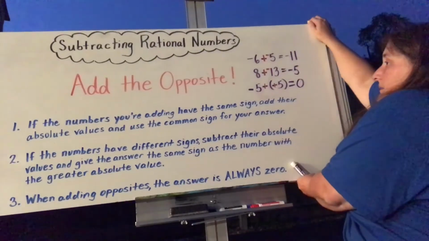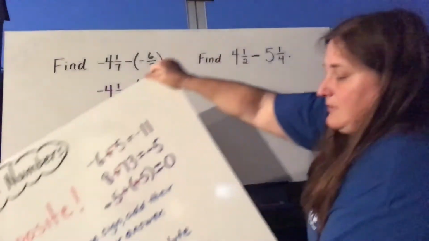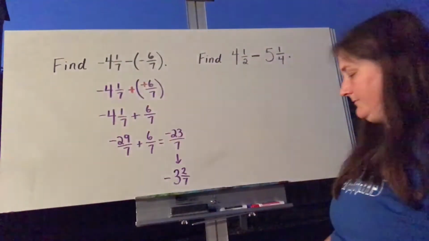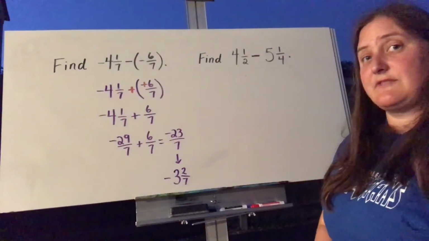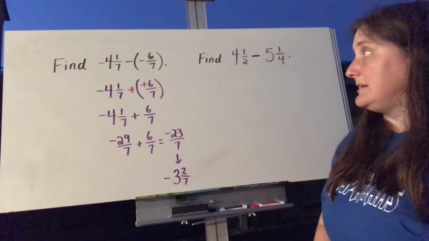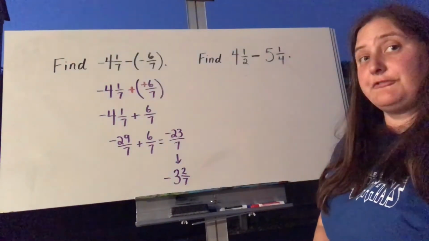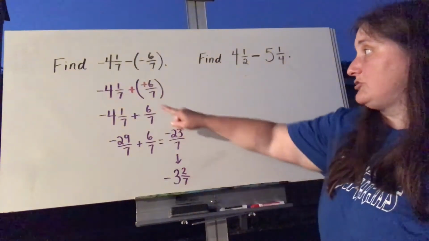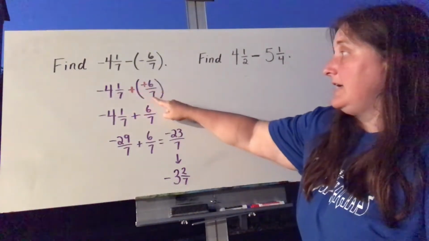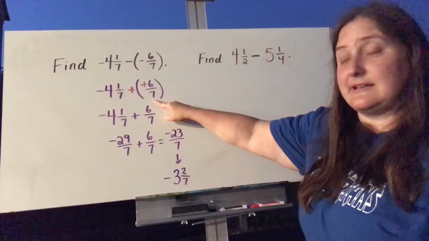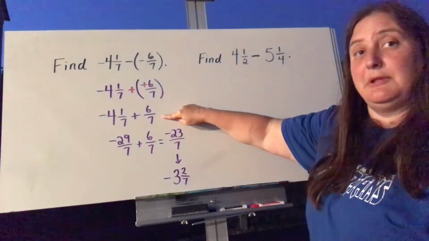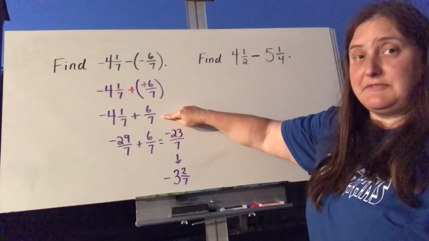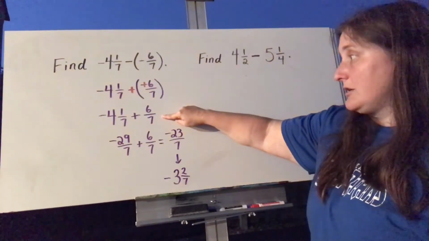Let's subtract some rational numbers. So here I have a problem involving fractions. I've got -4 and 1/7 minus -6/7. The first thing I did here was using my add the opposite rule, I changed this to addition. I made this add and the opposite +6/7. So here's my new problem. These guys luckily have the same denominator, so I'm already ready to go.